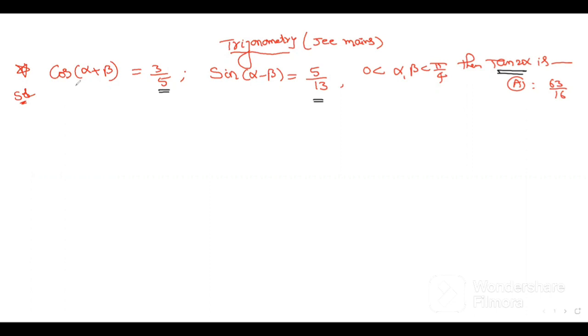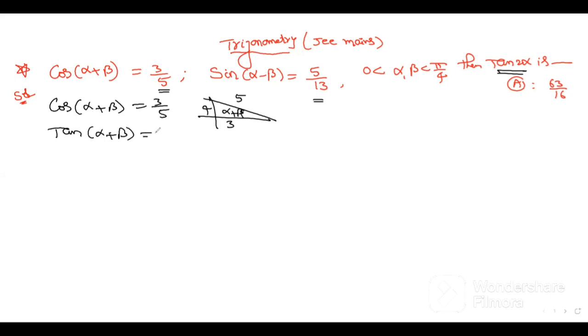Okay, here cos(alpha plus beta) from the statement is given as 3 by 5. So according to this triangle, one angle is alpha plus beta. What is the formula? Adjacent side by hypotenuse. Opposite side is 4. That implies tan(alpha plus beta) we get. What is the tan(alpha plus beta) formula? Opposite side by adjacent side, 4 by 3 here in this triangle.